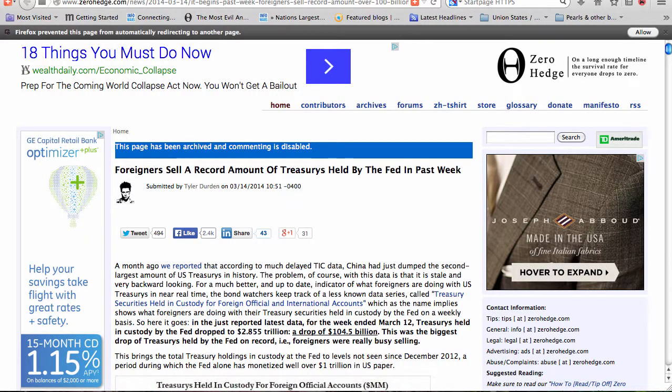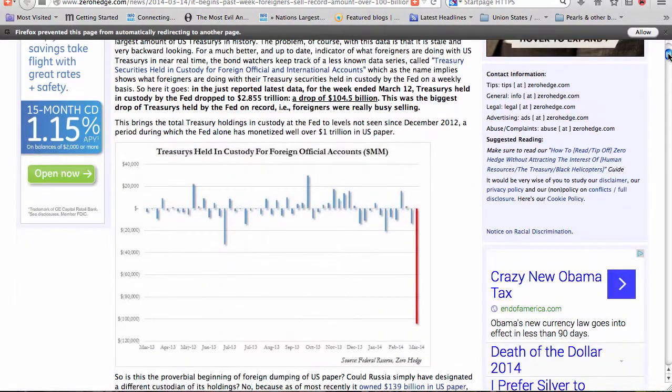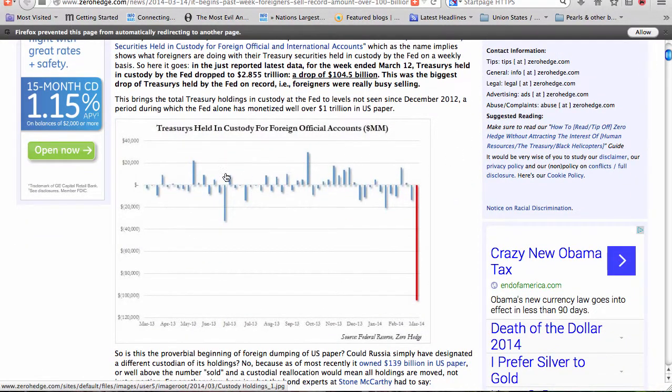Focus this week, and an indication that the end of the dollar is fast approaching, www.zerohedge.com reports that foreigners sell a record amount of treasuries held by the Fed in the past week. And true to form, Zero Hedge has a chart that tells the story.